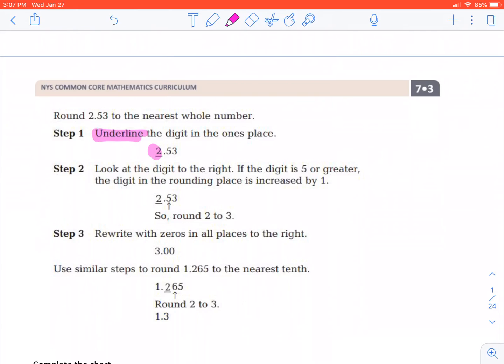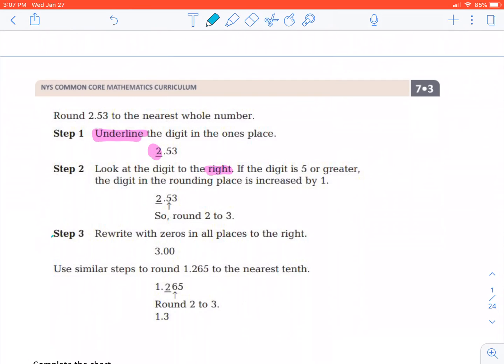Then we're going to look at the digit to the right. Now, if it's 5 or greater, you're going to round it up. If it's 4 or below, you're going to let it go. So a lot of your teachers in the past years have said that little rhyme, 5 or above, give it a shove, 4 below, let it go. So that number to the right is going to tell us what way to do it.